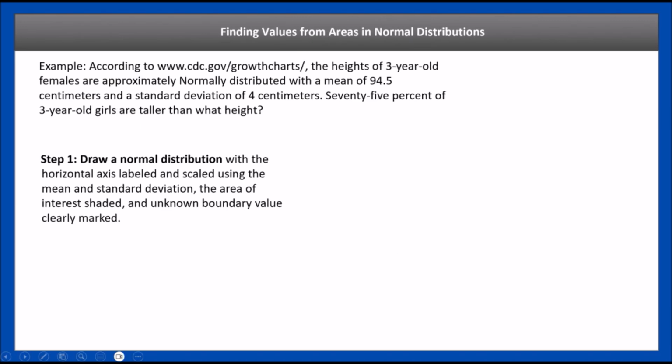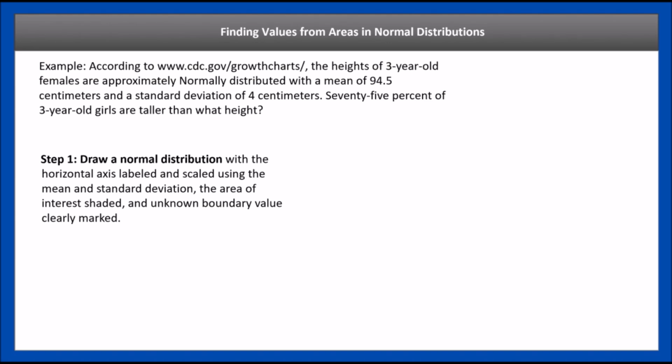Right, so now what happens if we work backwards? Let's find the value from the area. This time we're going to be given the area, and then from that obtain the value. This is like the reverse of the situation that we just did. According to the CDC website, the heights of 3-year-old females are approximately normally distributed with a mean of 94.5 centimeters and a standard deviation of 4 centimeters. 75% of 3-year-old girls are taller than what height?